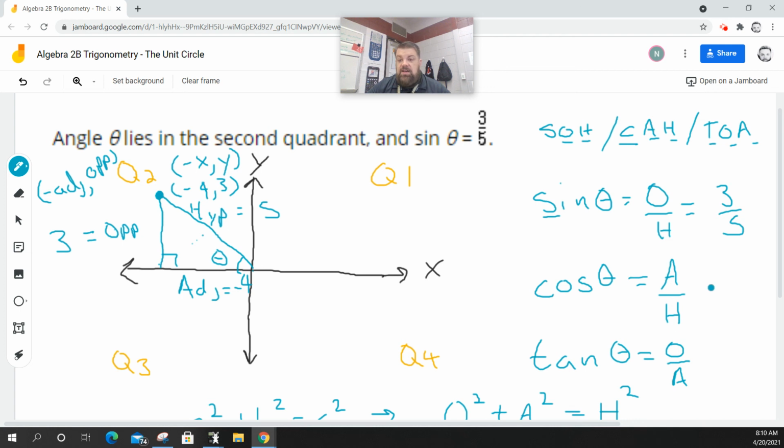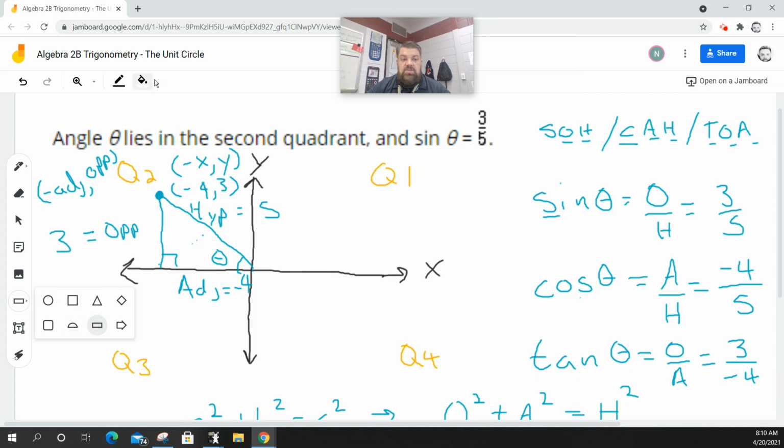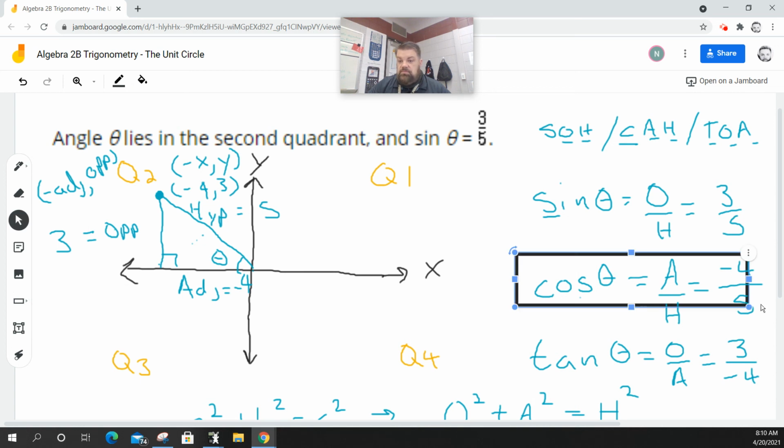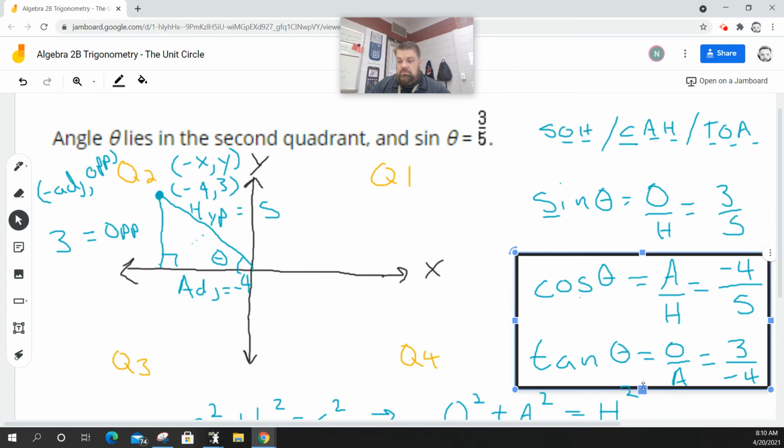Okay. Well, what they wanted us to do is write down what cosine of theta is. Well, cosine of theta is the adjacent, which is -4, over the hypotenuse, which is still 5. And then they also wanted us to find tangent. Well, that's easy. Tangent is the opposite, which is 3, over the adjacent, which is -4. And so basically, those are the two solutions to this thing. And that's what they wanted us to find.